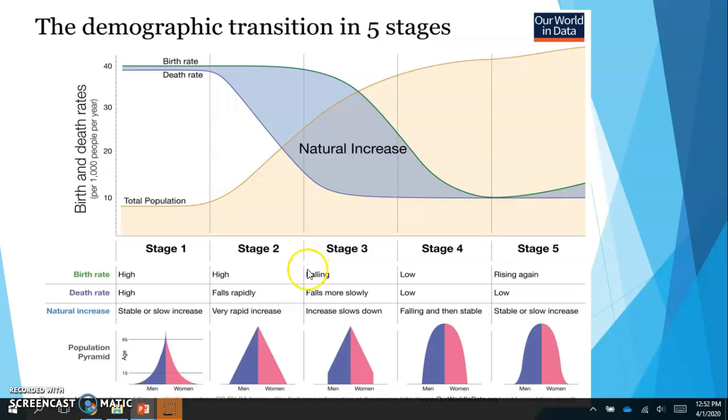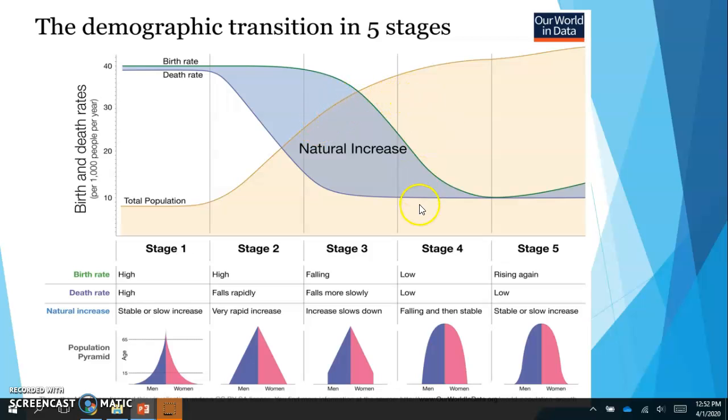Stage 3, we've got falling birth rates, all right? And then our death rates are falling more slowly. So our death rates are kind of evening out, and then our birth rates are falling again because women are having more access to education, better health care, better family planning. And then our population is still increasing here, but it's increasing at a slower rate.